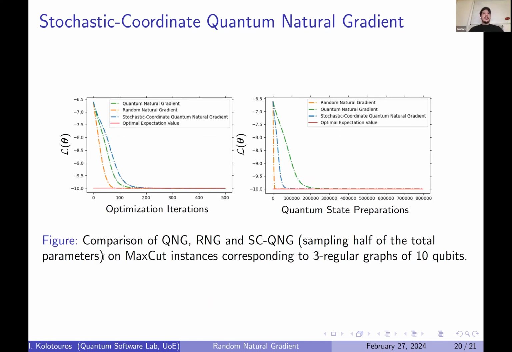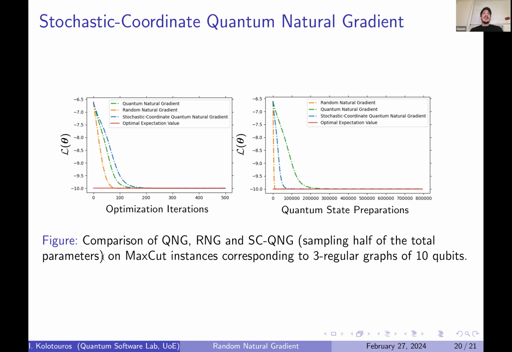Finally, let's put everything together to see how these three methods perform compared to one another. We can see that the random natural gradient is the best out of these three. The blue one, which is the stochastic-coordinate quantum natural gradient, we have to state here that during the optimization, one has to actually decide how many parameters they want to sample at random. So this is a hyperparameter that we haven't optimized, so one needs to play with it as well.